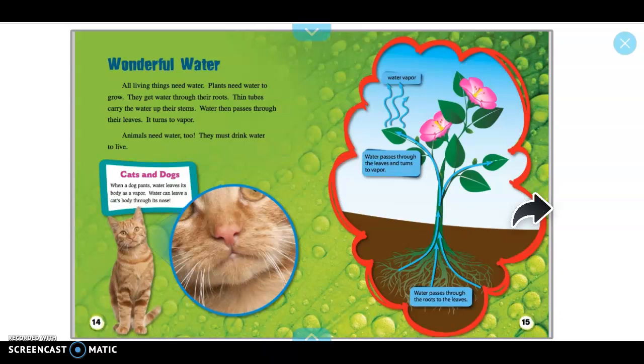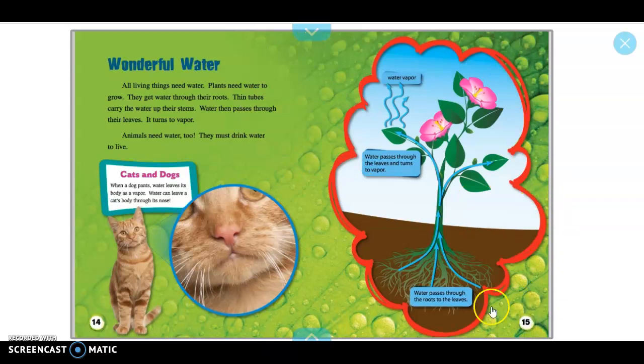All right. Wonderful water. All living things need water. Plants need water to grow. They get water through their roots. Thin tubes carry the water up their stems. Water then passes through their leaves. It turns to vapor. Animals need water too. They must drink water to live. Cats and dogs, when a dog pants, water leaves its body as vapor. Water can leave a cat's body through its nose.